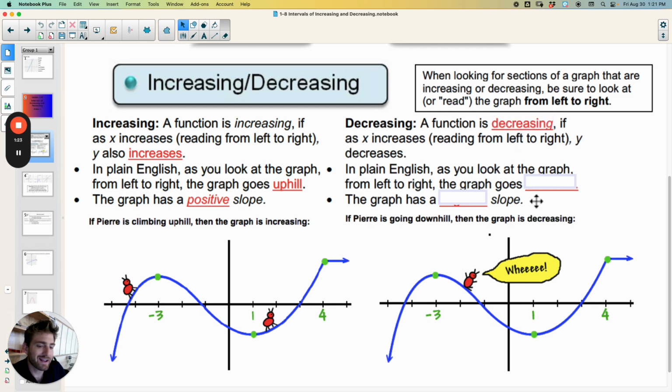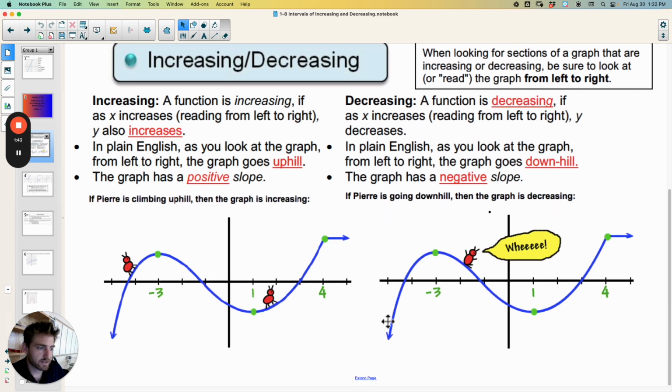Okay? So as you read it from left to right, it should be decreasing. So as x increases, y is decreasing. So in plain English, it just means that if you look at the graph from left to right, the graph looks like it's going downhill, or it looks like it has a negative slope.